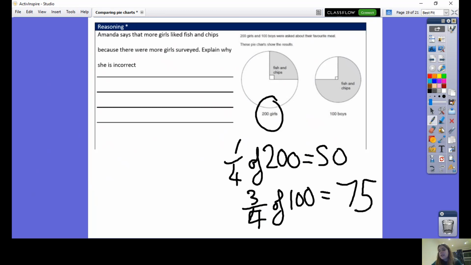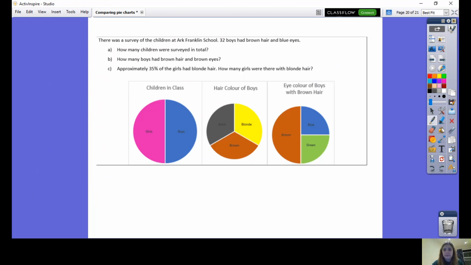Just because more girls were surveyed doesn't necessarily mean more girls liked fish and chips. Remember, all you need to do is find each fraction of the amount when you're looking at two different pie charts. It's no use trying to compare 1/4 and 3/4 of different amounts. Find out what that value is and then you can compare them.